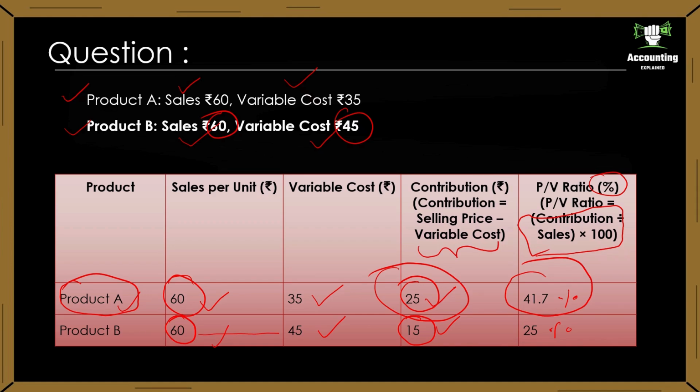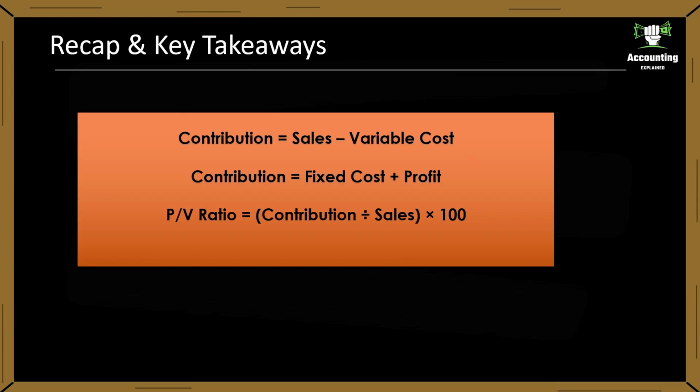We are going to have a quick recap of the formulas we have learned today. First, we saw contribution is equal to sales minus variable cost. Next, contribution first covers the fixed cost and then it gives us a profit. So contribution can be written as fixed cost plus profit. Next comes the profit volume ratio or PV ratio, and it is always represented as a percentage. So contribution divided by sales into 100 is your PV ratio.